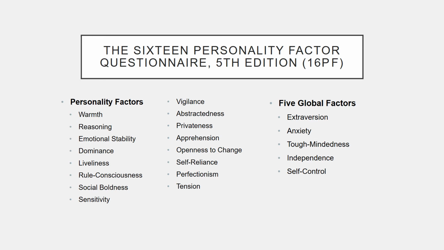So as you can see here, there are a whole lot of different factors that it assesses in terms of warmth and liveliness and sensitivity and vigilance and tension. And your textbook gives you an example of what a readout would look like in terms of how you would rate on your STEN score and how it would show the different ends of each scale for these personality factors, and then the same for those 5 global factors.